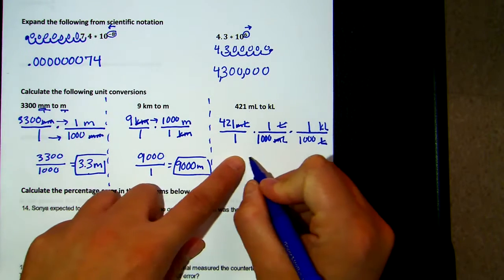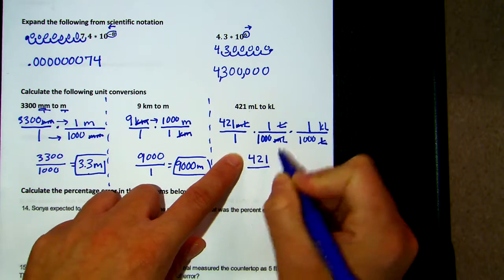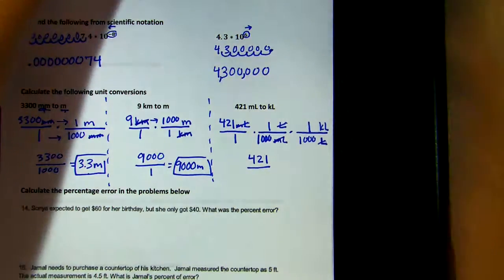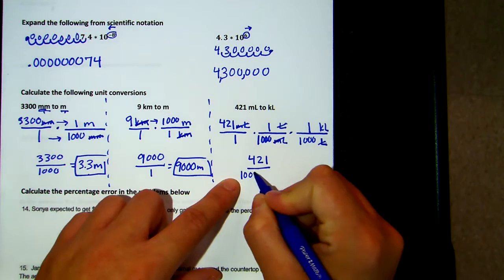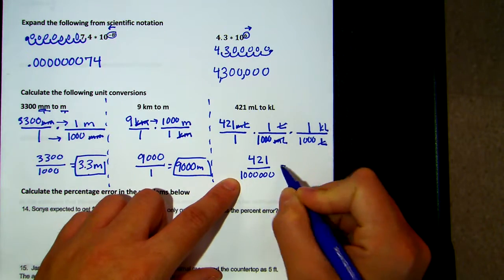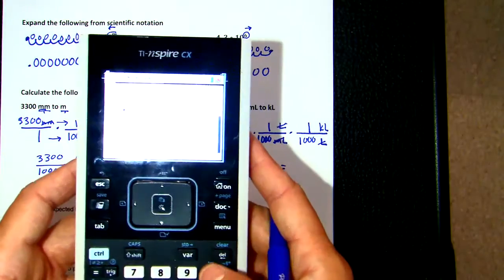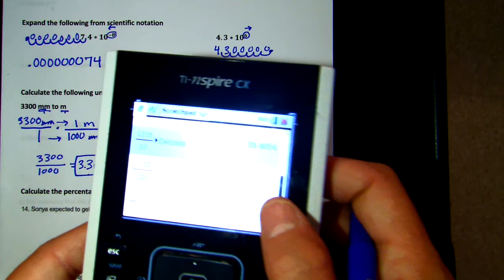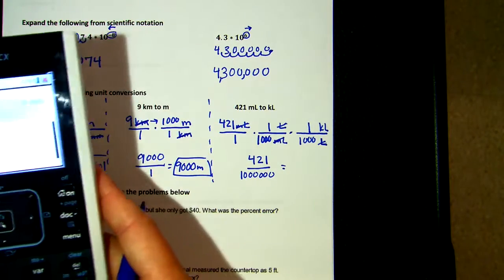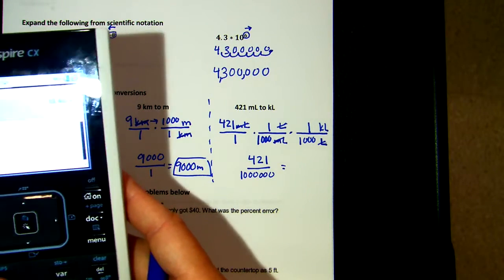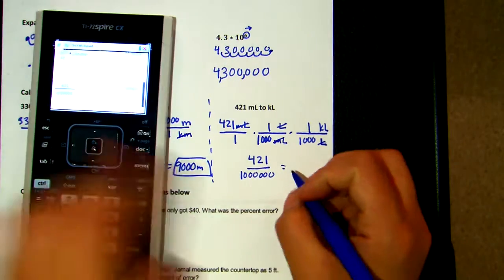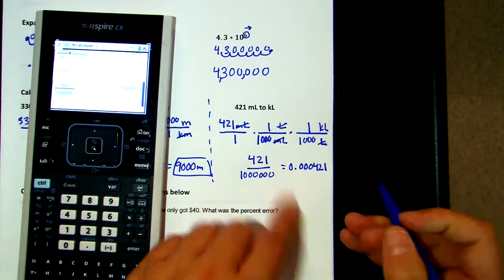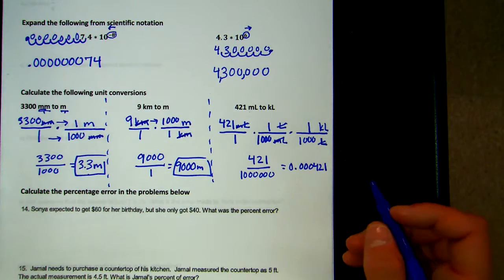421 times 1 times 1 is 421. 1,000 times 1,000 should give me 6 zeros. So I've got 1, 1, 2, 3, 1, 2, 3. And that I can just divide out. Again, if I put it in my calculator, set up your fraction bar. Y'all can't really see that, can you? 421 over 1, 1, 2, 3, 1, 2, 3. Don't forget your decimal point, and it should give you 0.000421.